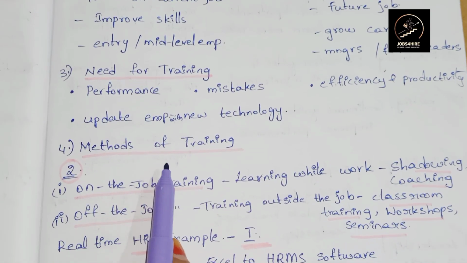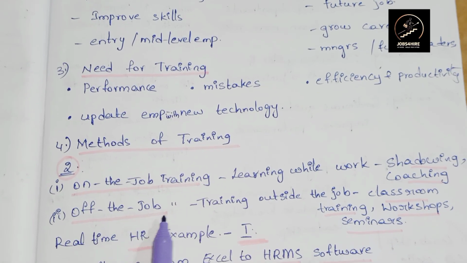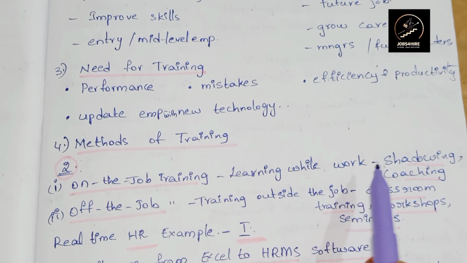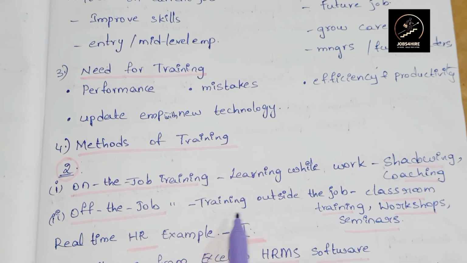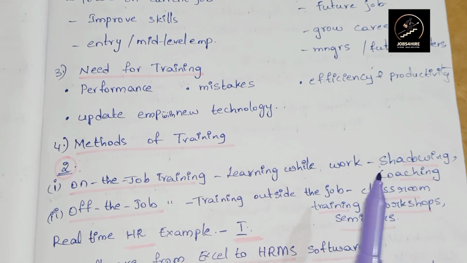Next one, methods of training. There are two methods of training: on the job training and off the job training. On the job training means learning while working, for example, shadowing, coaching. Off the job training means training outside the job, for example, classroom training, workshops, seminars.